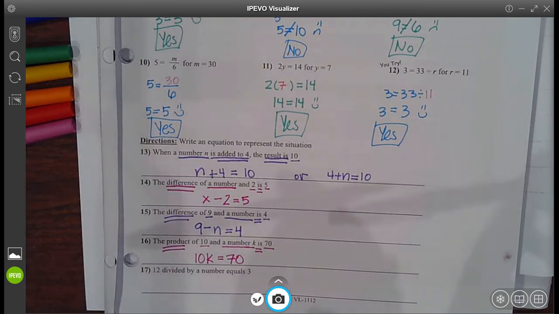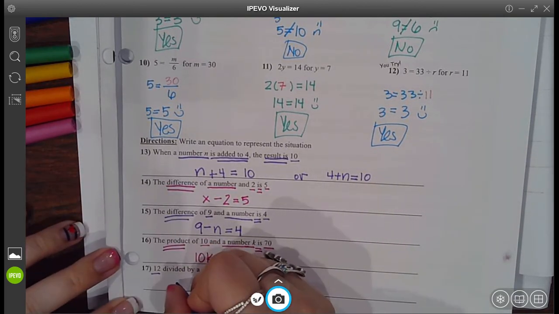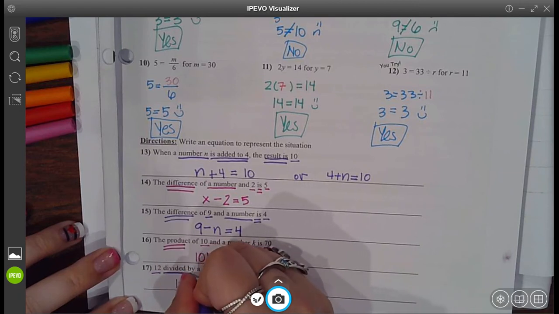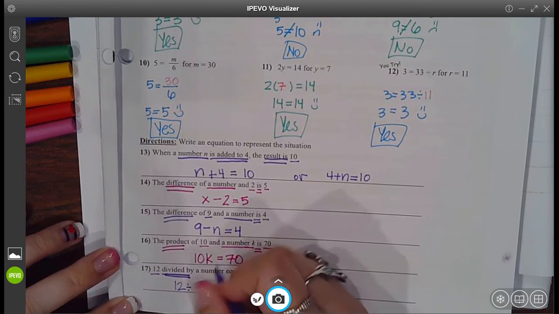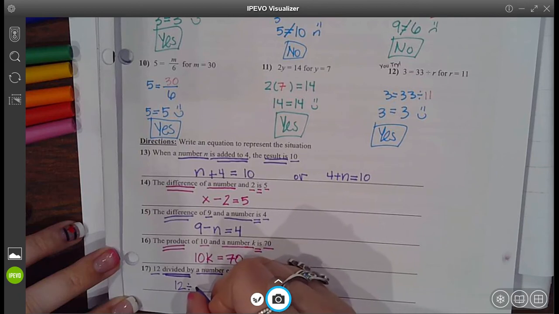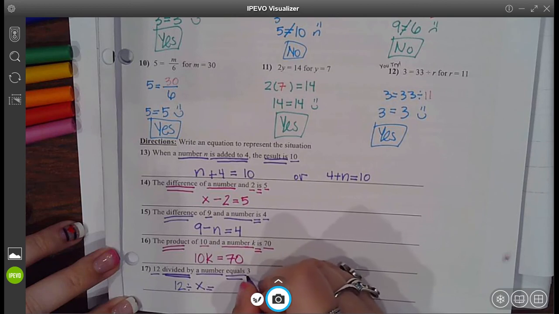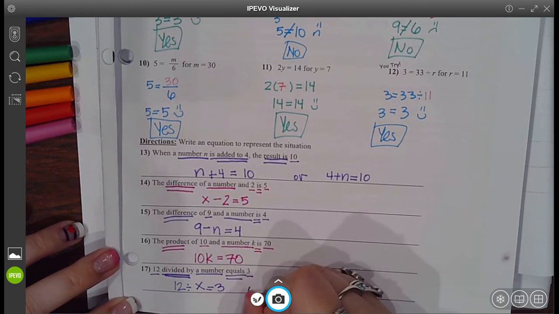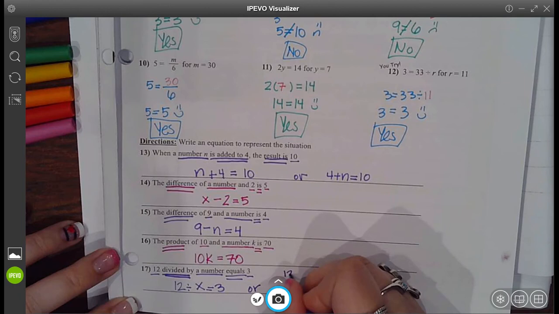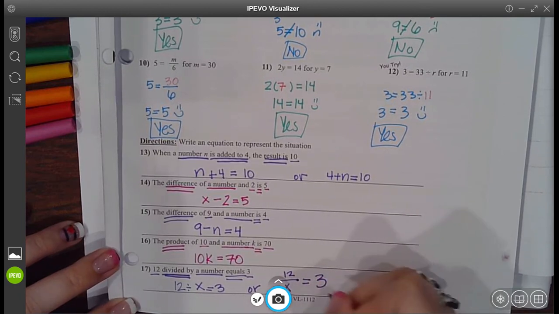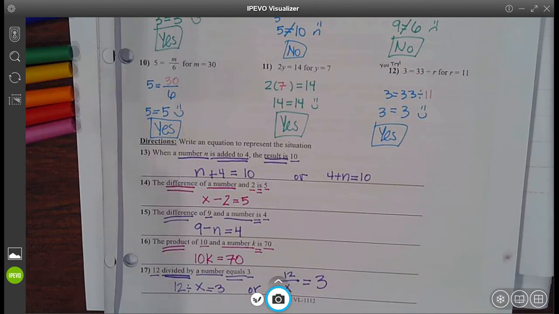And then finally, it says 12. So I have 12 divided by a number. We don't know what that number is, so let's call it an x. Equals, so an equal sign, 3. And there you go. Or you could have written it as a fraction. 12 divided by some number equals 3. If you tried all those first by yourself and you got them all right, congratulations. You know how to write an equation from a word phrase.